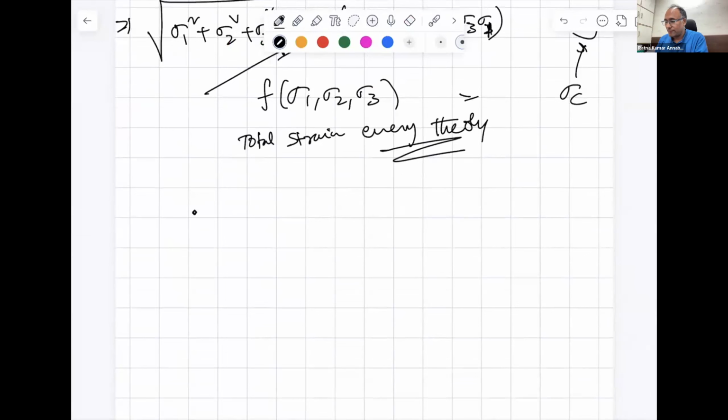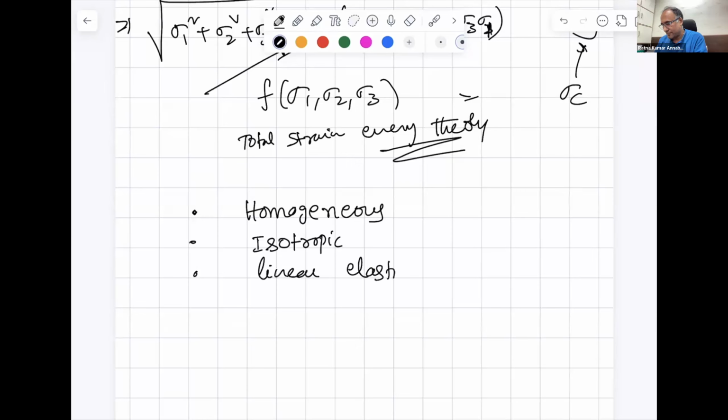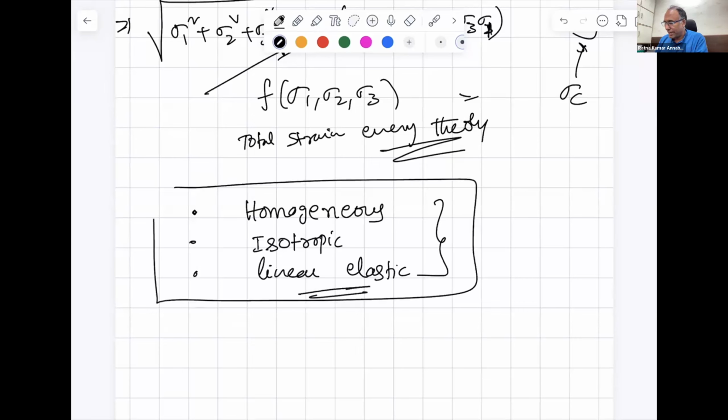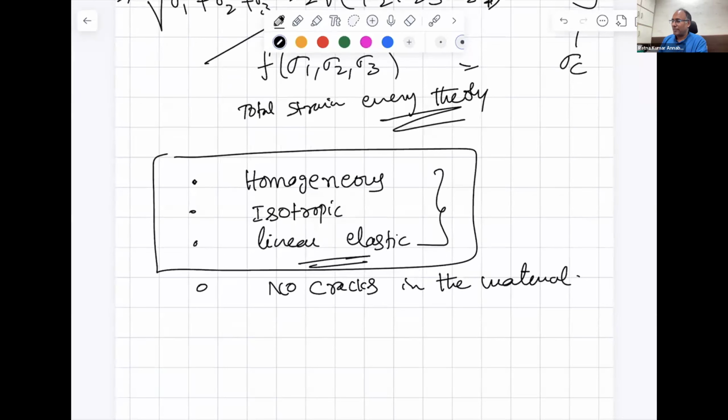Now, the assumptions are the following: homogeneous, isotropic, and linear elastic. The material is this type, and there are no cracks. And now we are talking about three theories that are typical for ductile materials. First three theories we have talked about, and there are two more theories.